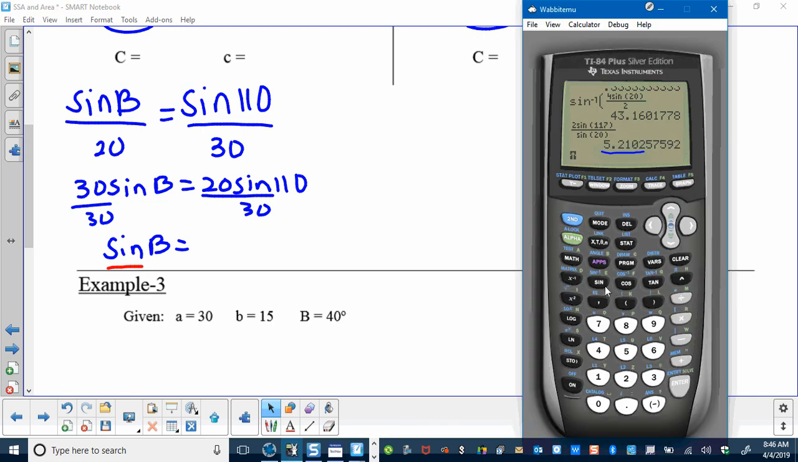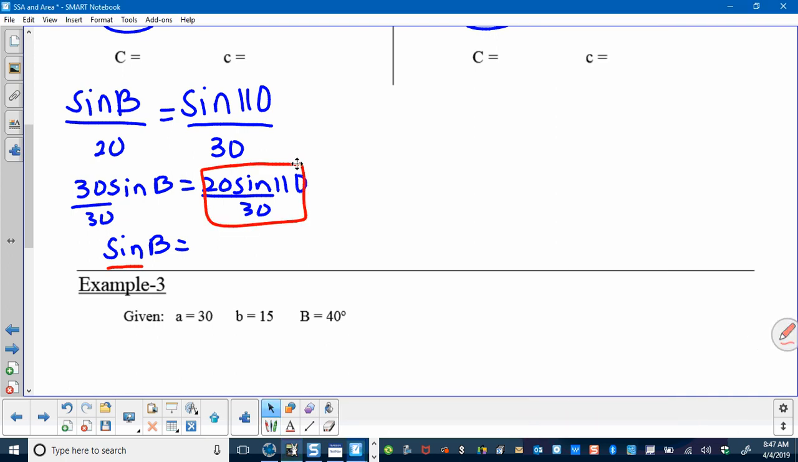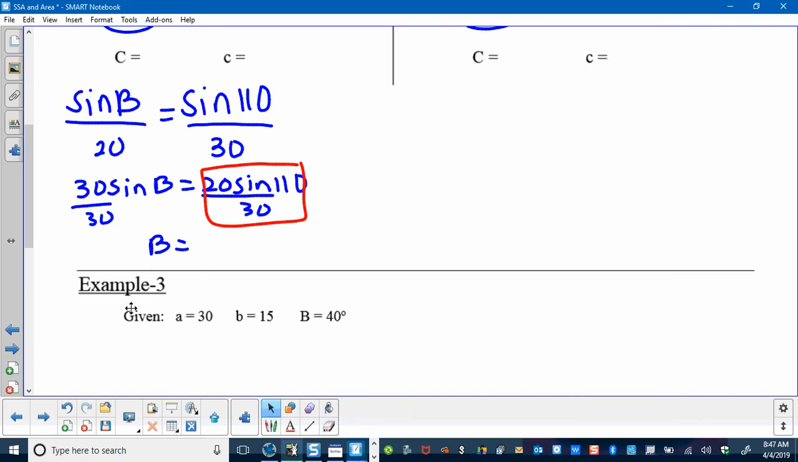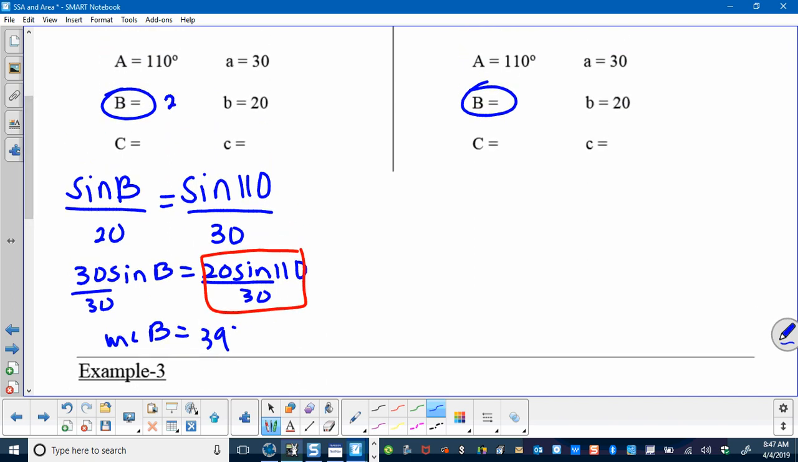So I'm going to type second sine, let me erase that blue line there, second sine alpha y, and then I'm going to type my fraction in, 20 sine 110 over 30. And the measure of my angle is 38.789. Now, I said angles can be rounded to whole numbers, so we're going to round that to 39 degrees. So sine B doesn't equal 39. The measure of angle B equals 39 degrees. So go back up, fill in 39 degrees.